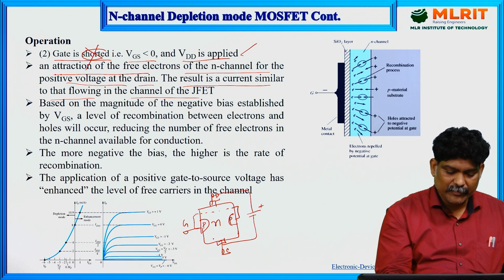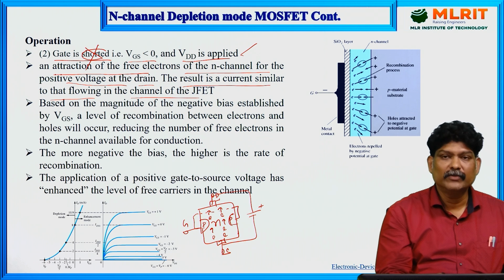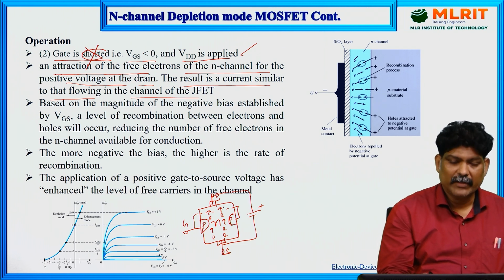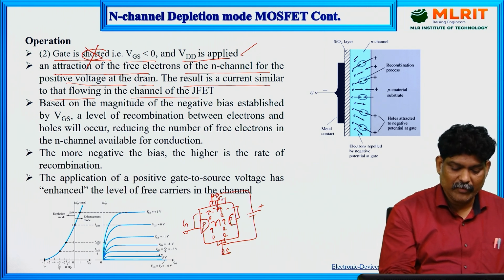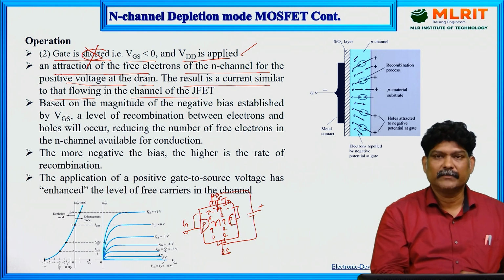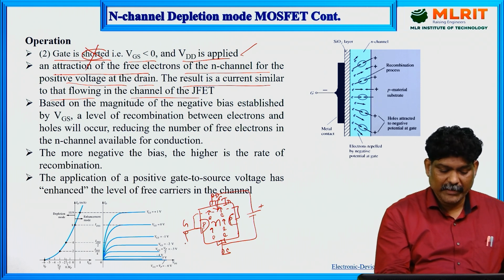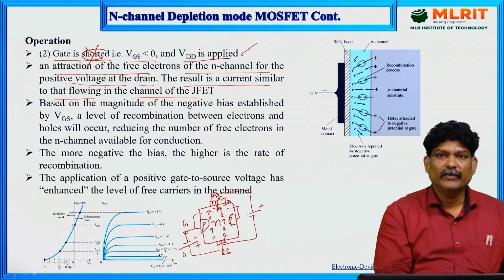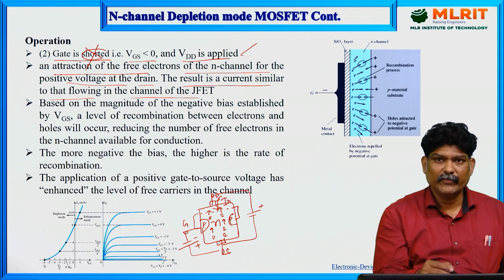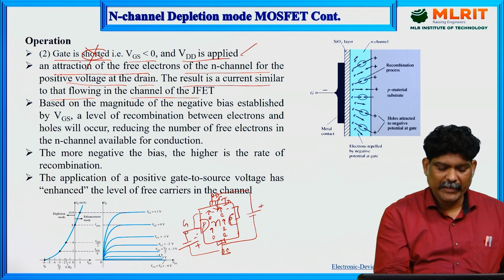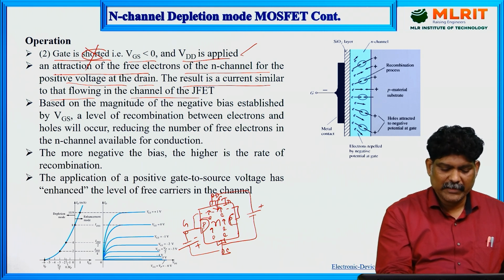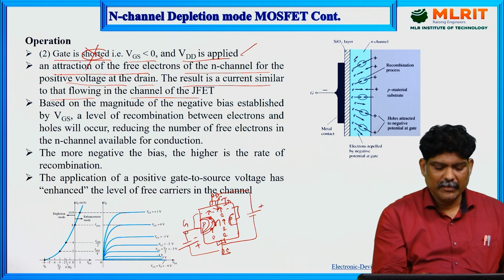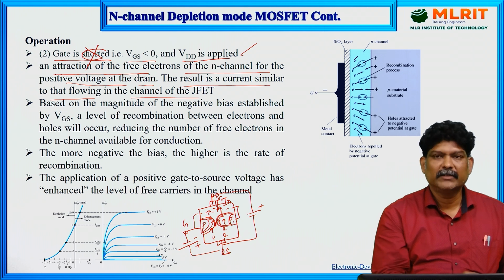So electrons will move from source to drain, which means the drain current will flow from drain to source. In this case, when you increase the negative voltage between gate and source, the reverse bias condition obviously increases, so the depletion width also increases.